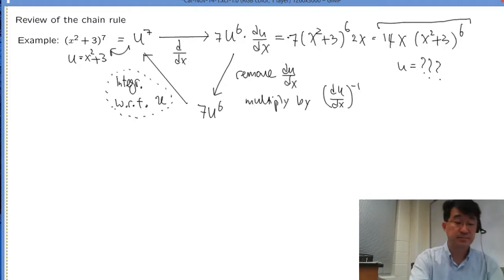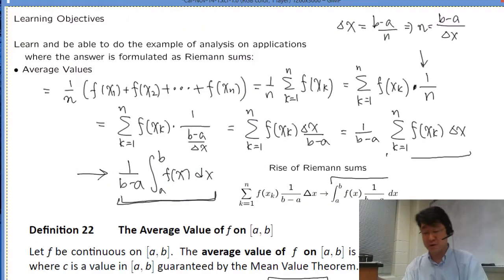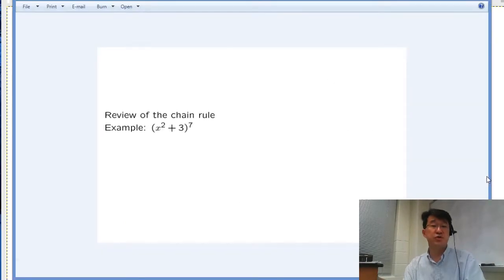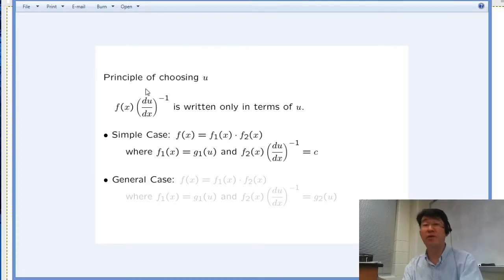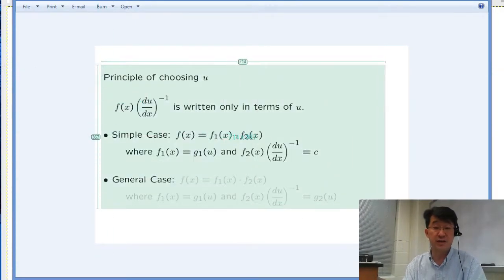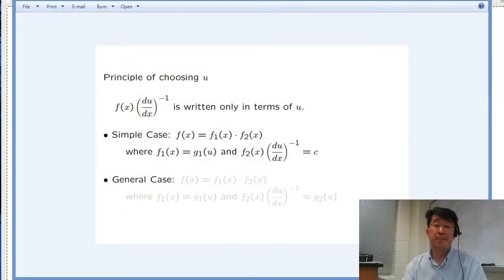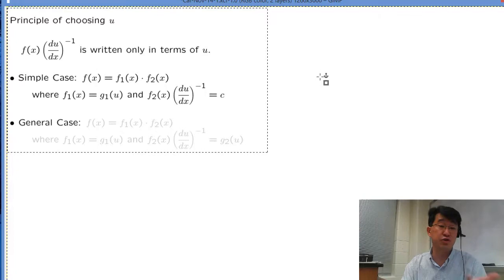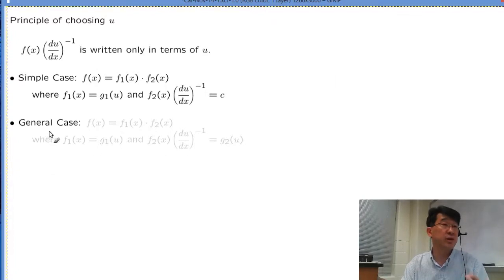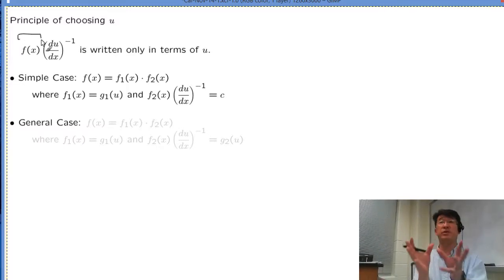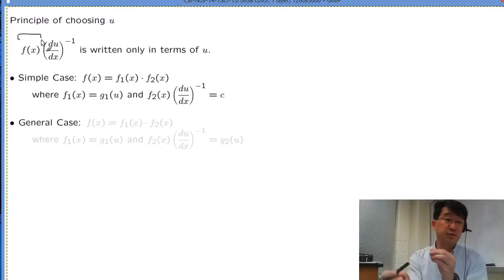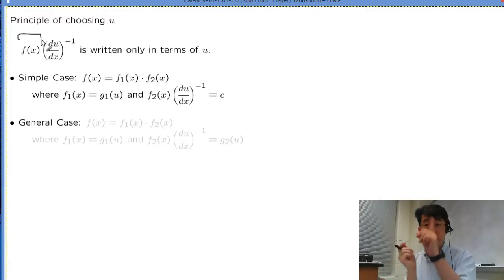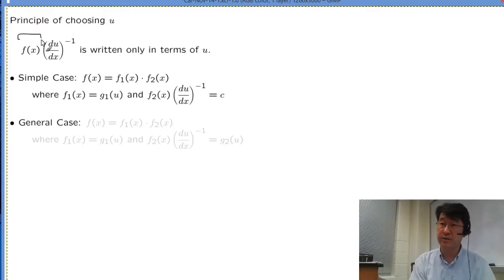Next, what you have to understand is the principle of choosing u. So I wrote down in here, there are two versions, two cases. But talking about two things at one time is just too much. So we'll come back to the general case. Let's think about the simple case first. This is f of x, what we are about to integrate, right? And you know it involves multiplying by the reciprocal of du dx. Remember that part? And then integrate with respect to u.